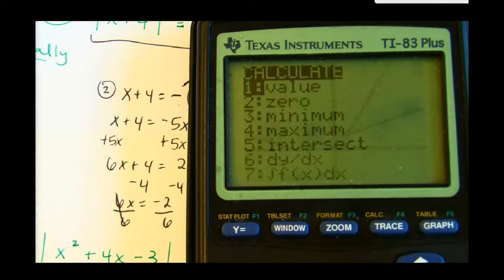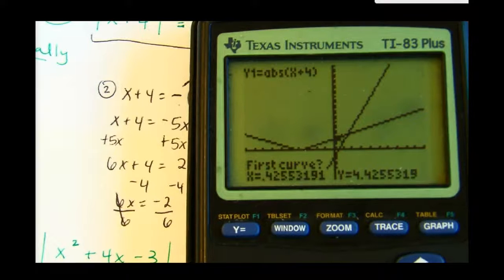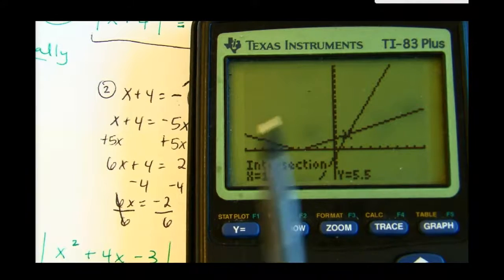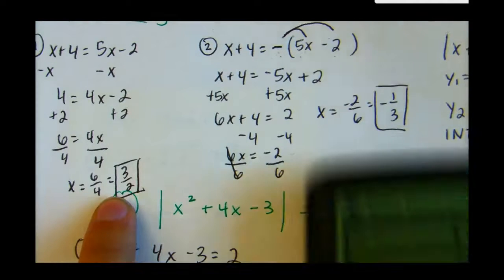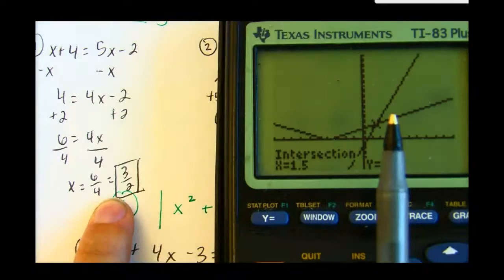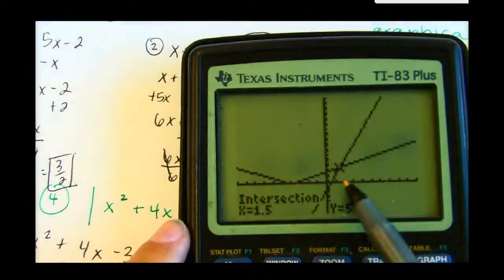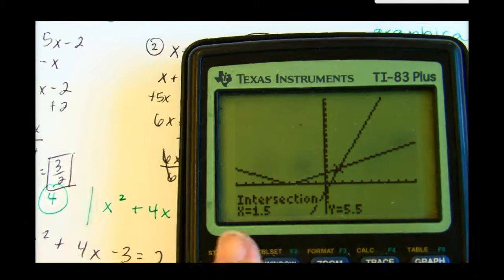I'm going to go to Calc and down to Intersect and pick a point on the first curve, on the second curve. I get that x equals 1.5, so that's my 3/2 solution, is where they intersect. But there's nothing going on at -1/3, so that would be somewhere over here. They're not anywhere close to each other.